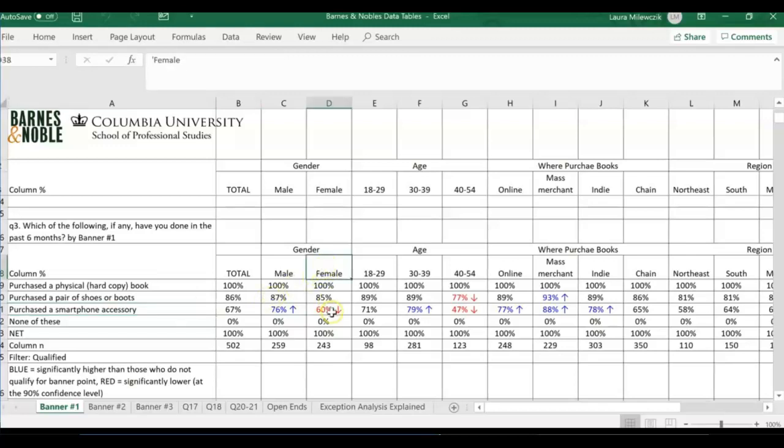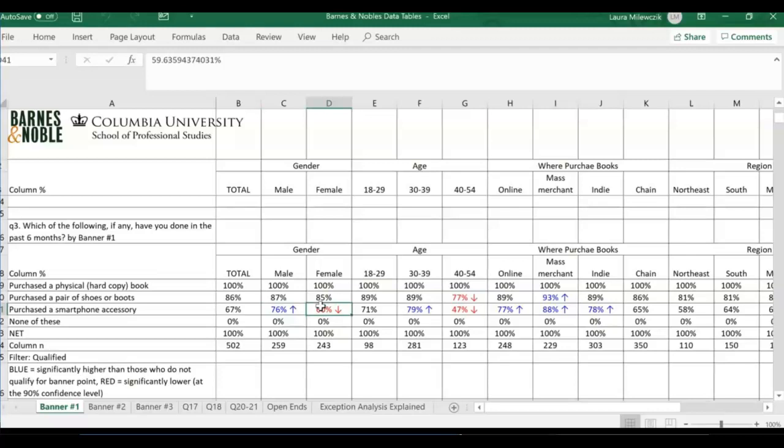If we look at females, 60% of females purchased a smartphone accessory. Because males are highlighted in blue with an up arrow and females are highlighted in red with a down arrow, that lets us know there's a significant difference between males purchasing smartphone accessories and females purchasing smartphone accessories in the past 6 months.